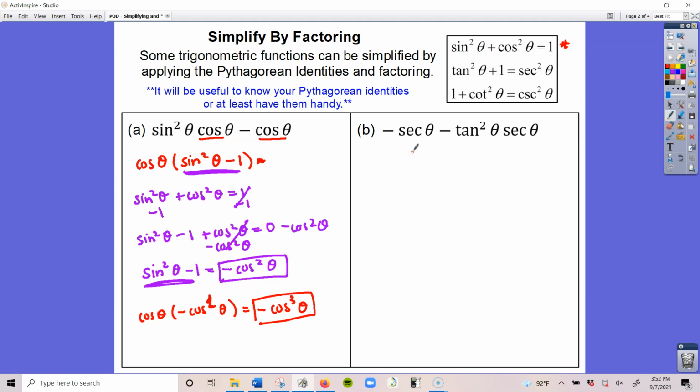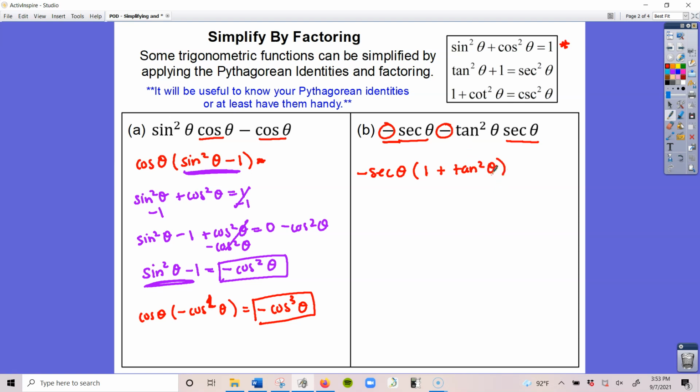Let's look at this last one here. We have negative secant theta minus tangent squared theta secant theta. Both of these terms have a secant in common. Additionally, they're both negative. So I am going to factor out a negative secant theta, which will leave me with 1 plus, because I took out the negative, tangent squared theta.